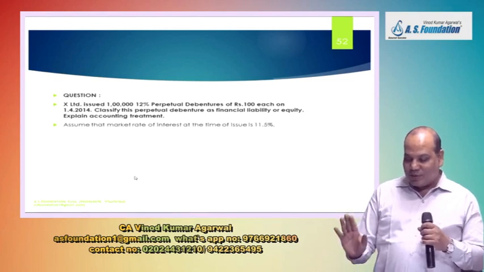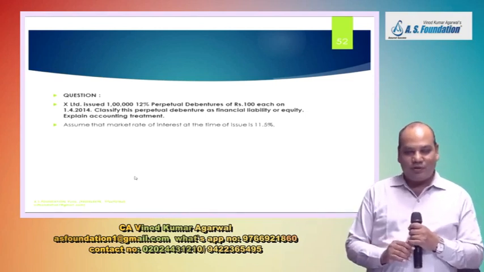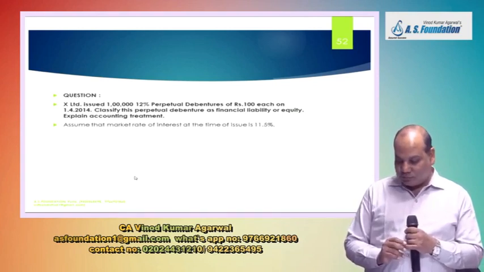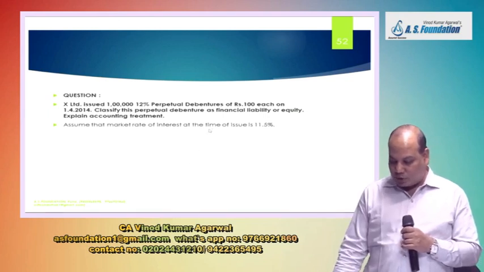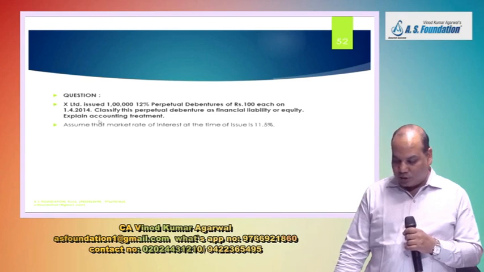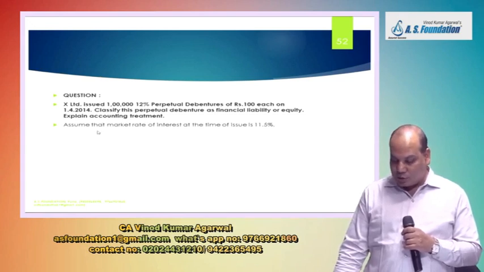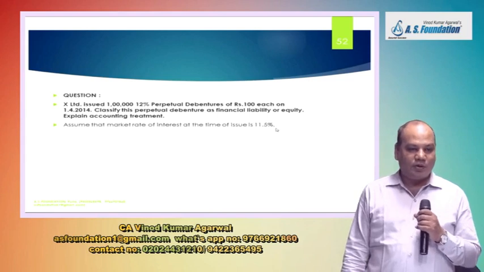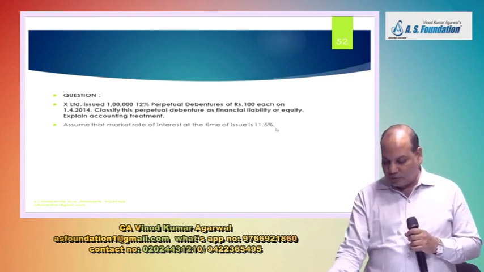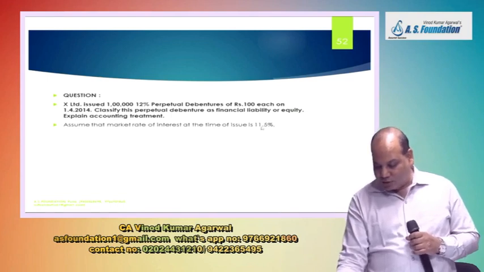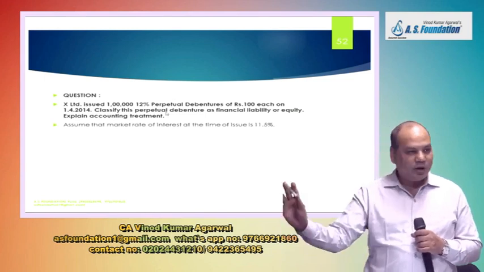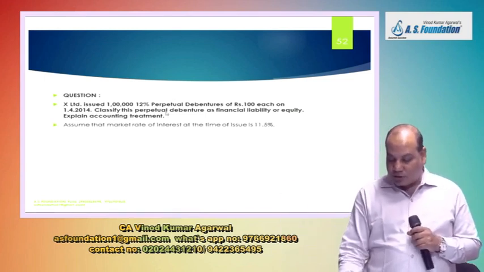X Limited issued 1,00,000 12% perpetual debentures of rupees 100 each on 1/4/2014. Classify this perpetual debenture as financial liability or equity, explaining accounting treatment, assuming that market rate of interest at the time of issue is 11.5%. Now that will change your answer. Had this line not been given, the answer would be the entire instrument will be treated as a financial liability. But now there is a problem.